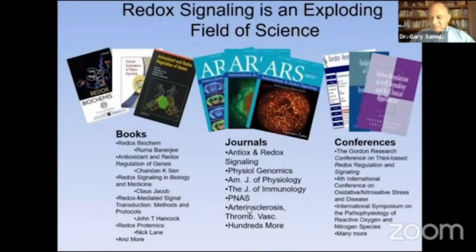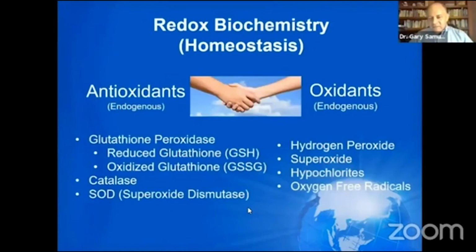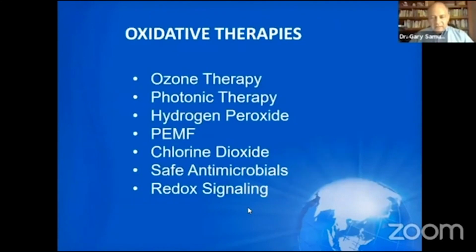So there's the lead up, and I hope that didn't take too long. The antioxidant myth is that oxidants are bad and antioxidants are good, and you only can get them from vegetables. That's not true. Both antioxidants and oxidants are produced inside your body and are necessary companions for the healthy working processes inside your body.